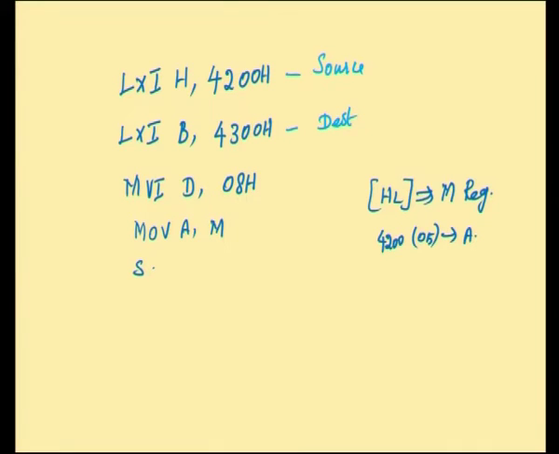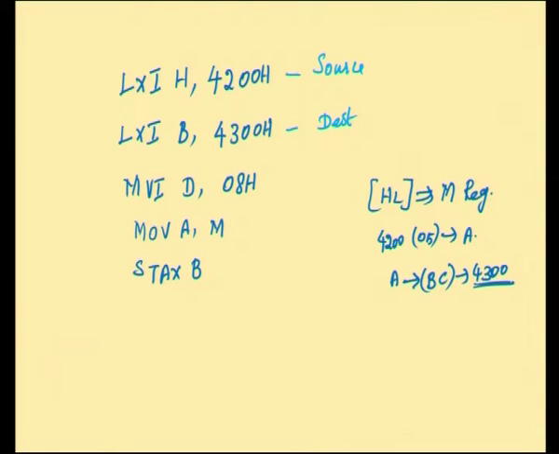So for that we have the instruction STAX B. STAX B means the accumulator content will be transferred to the BC register pair, which is 4300. So the accumulator content is now moved to 4300. Okay. So the first data is moved.